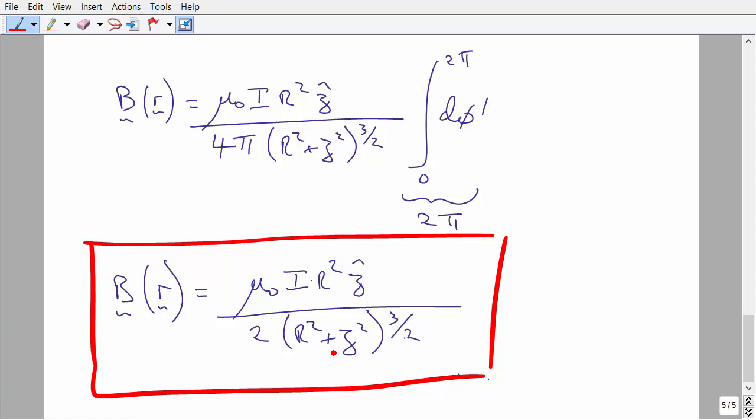In the next segment, we're going to study this magnetic field in two asymptotic limits. We're going to look at the limit when z is very small compared to r, that is, we're close to the center of the circle, and when z is very, very far from the center of the circle, that is, z much, much larger than r.